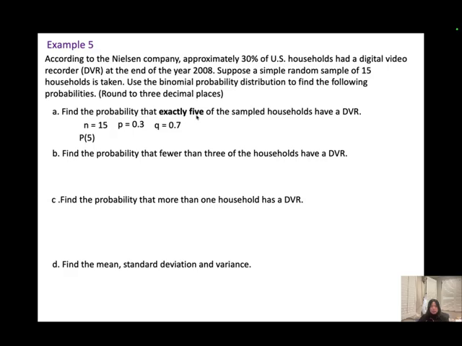So exactly 5, so that will be binomPDF, and then n, p, and the x. You should get 0.206.